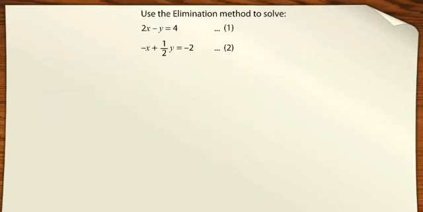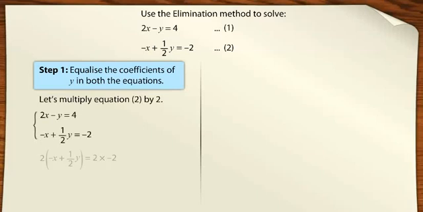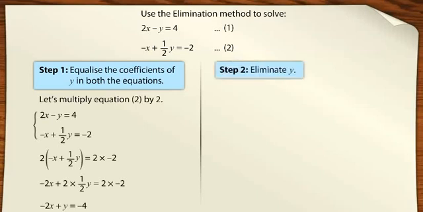Let's take another pair of equations and try to solve them using the elimination method. These equations have the same coefficients for x and y as the last pair of equations. Only here, the constants are different. To equalize the coefficients of y for both equations, we multiply the second equation by 2. We now add the equations to eliminate y.